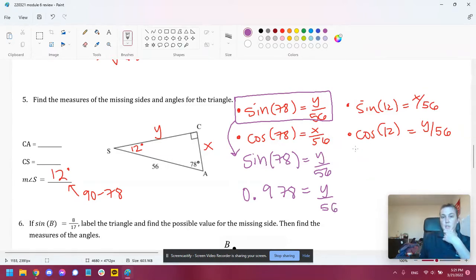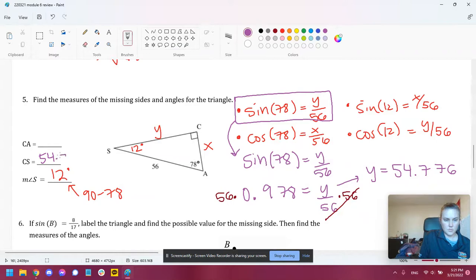And now the game is I want to solve for Y, right? If I want to solve for Y, the only thing in my way is this divided by 56. So I'm going to times by 56 on both sides. And that's going to give me 54.776 for Y, which is CS. Let's call it 78.